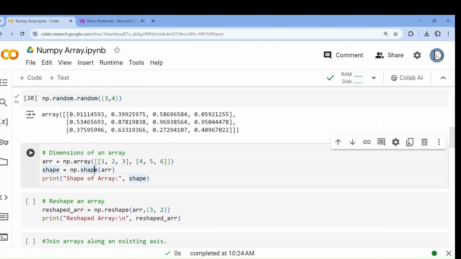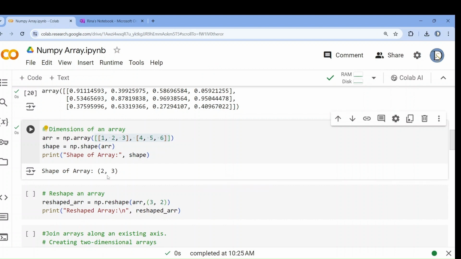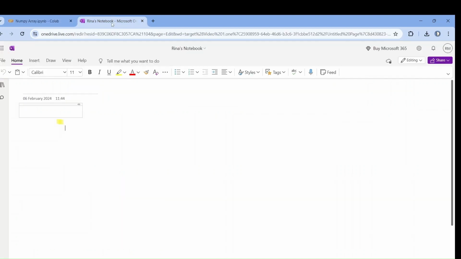Next one we will study is dimensions of an array. Dimensions of an array means here you can see that the array is two dimensional. 1D array, 1D array, and this is another array. So this is a two-dimensional array. Now let me show you. See, this is showing that this is a two-dimensional array. What is 3? This is the column. 1, 2, 3. So there are 3 columns.